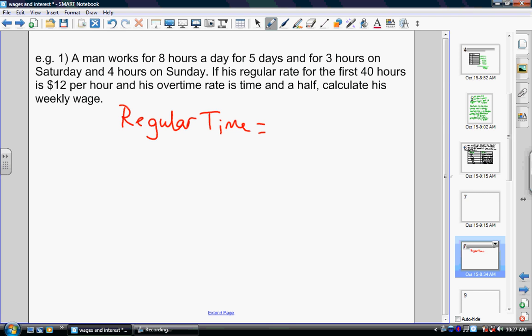How many hours regular time? 8 hours a day times 5 days, which is 40 hours. That's his regular time. You agree? Regular time. And we know that's the regular time because it says here for the first 40 hours. Okay? Good. Now what is regular rate?